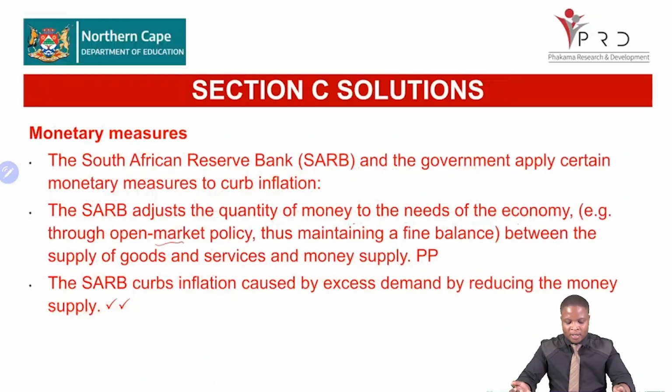Using the open market transaction, this is where they are buying and selling of shares and government bonds. Right. So if there's inflation, there's too much money in the economy, the Reserve Bank will have to sell government bonds to the commercial banks, and then they can take the money out of the economy. The Reserve Bank caps inflation caused by excess demand by reducing the money supply.